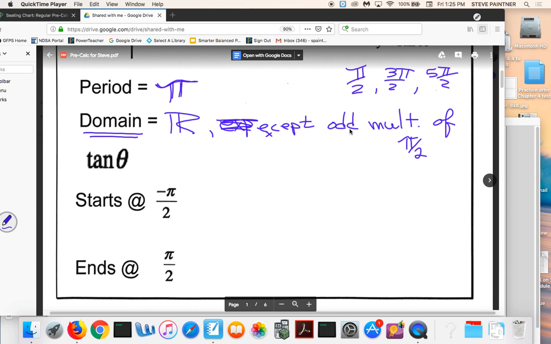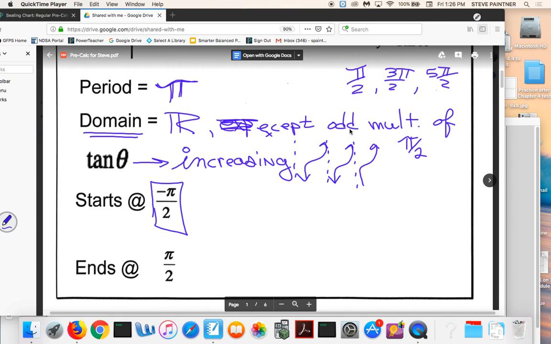Okay. How about tangent? We got to talk about this. Tangent of theta is what kind of function? It's always going to be an increasing function. And you might want to draw a picture, but this is increasing. From left to right, it goes up. You don't have to draw a picture because you see it up above. Okay, where does tangent start? Always at negative pi over 2. Where does it end? Pi over 2.